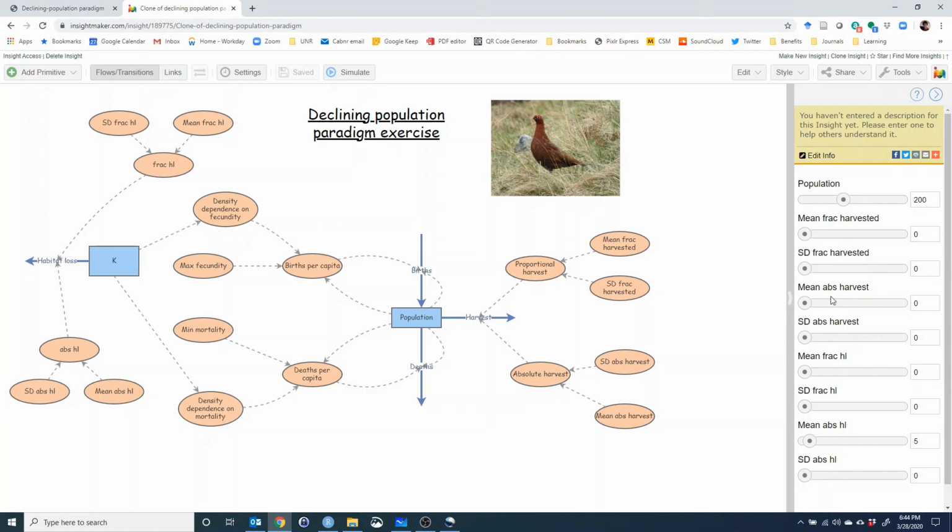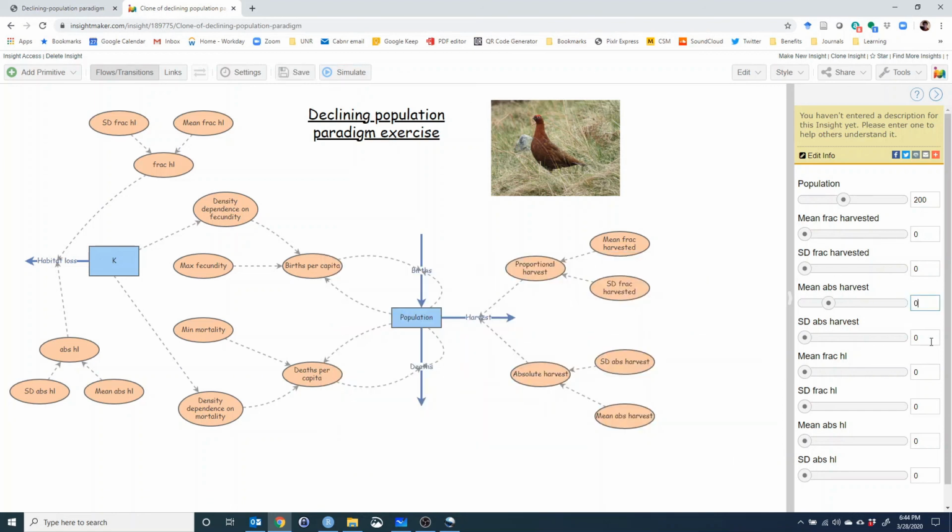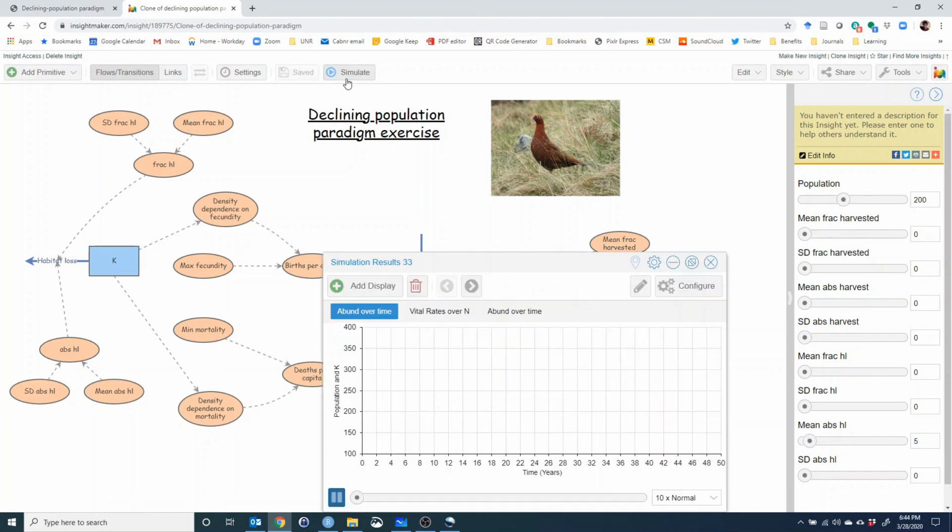So we're going to have an absolute harvest of 35 individuals per year, and let's take this habitat loss away. So now there's just an absolute harvest of 35 per year. You can see, okay, that's sustainable. That looks pretty good. I mean, it doesn't look great, but you have a population of around 260. It's not terrible. Now, let's return to that habitat loss, again, of 5 per year. And again, we remember that it gets down to 150, but it's not going to go extinct.